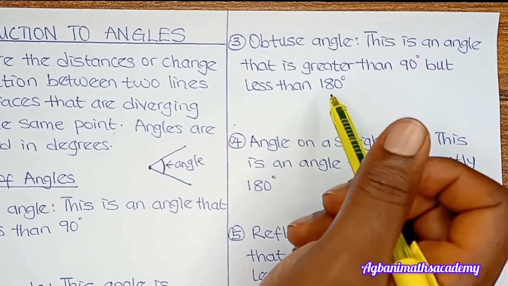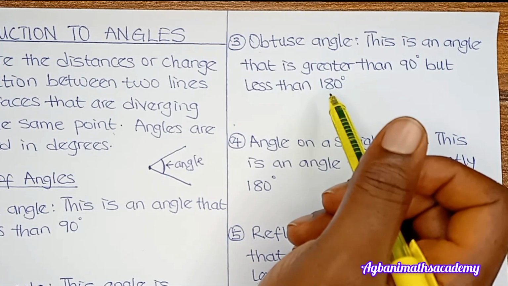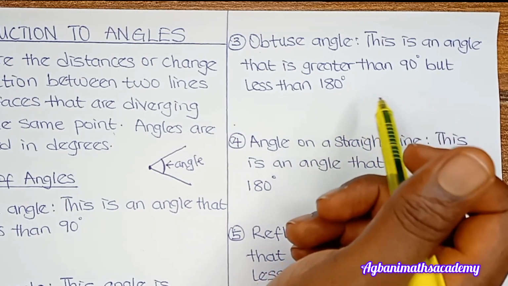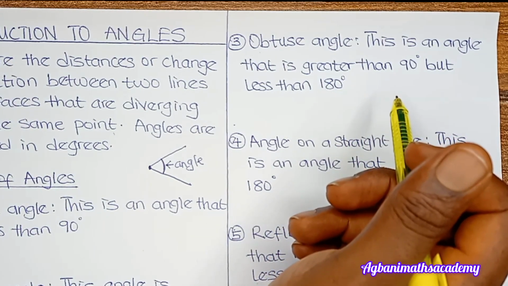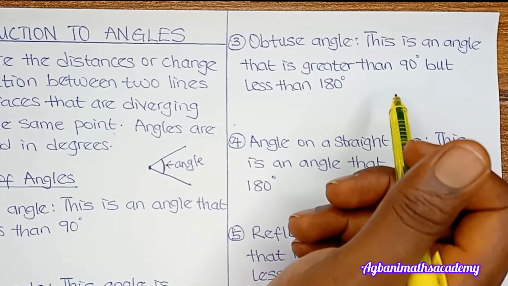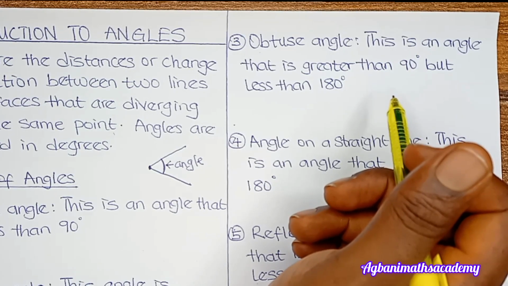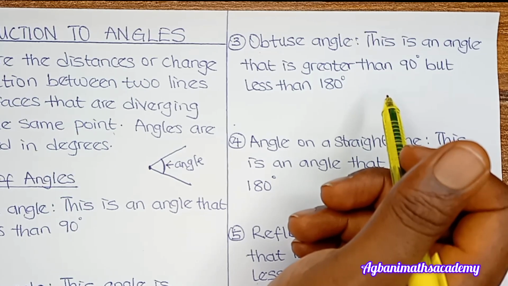Is 181 degrees an obtuse angle? No. 181 degrees is not an obtuse angle because it is more than 180 degrees. So any angle that is more than 180 degrees is no longer an obtuse angle. Also, 180 degrees is not an obtuse angle.